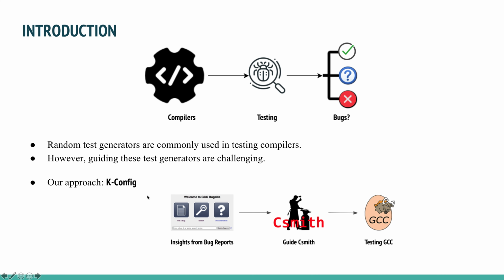In this paper, we propose kconfig, which uses the code snippets in bug reports to guide test generation. We evaluated this approach on the Csmith test generator and 8 versions of GCC. Our approach provides higher coverage and triggers more miscompilation failures than state-of-the-art test generation techniques for GCC.